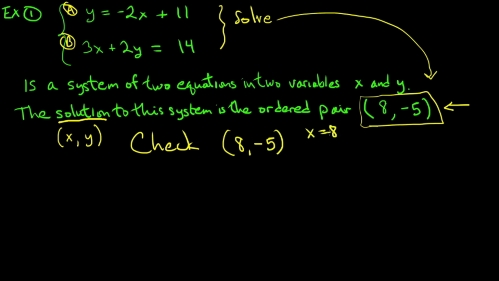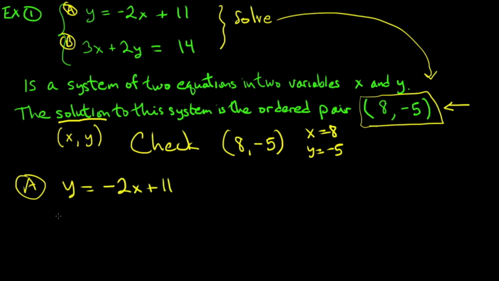So x equals 8, y equals -5, that this is indeed the solution, right? So how do we check that? Well, you check it just by plugging in the numbers into the equation. Everywhere you see an x, change it to an 8, and everywhere you see a y, change it to -5. So let's start with equation A. Equation A is y equals -2 times x plus 11.